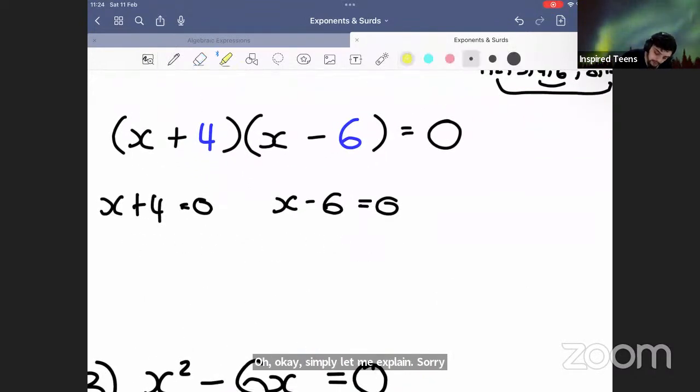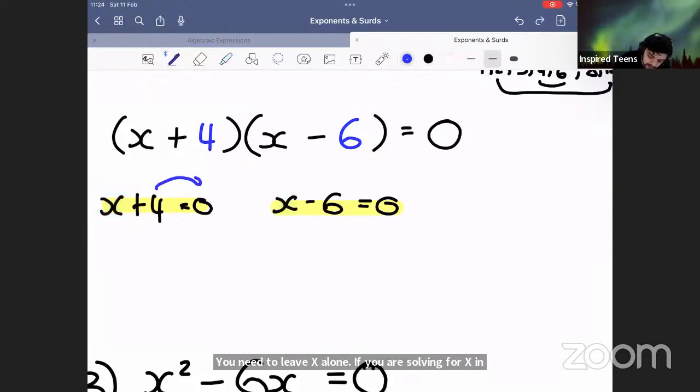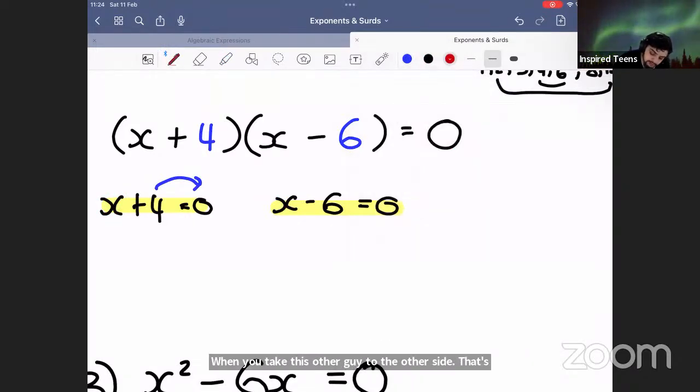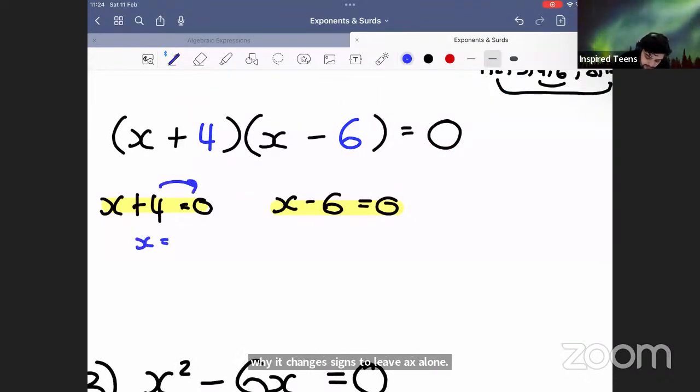So I equated each bracket to 0. Thereafter, to solve for x, you need to isolate x. You need to leave x alone if you are solving for x. In order to leave x alone, you need to take the other number to the other side. When you take this other number to the other side, that's why it changes signs, to leave x alone. So I take it over to the other side, it becomes x is equal to minus 4. I take this over to the other side, it becomes x is equal to 6.